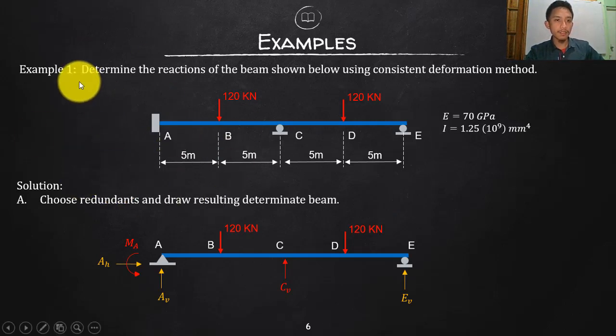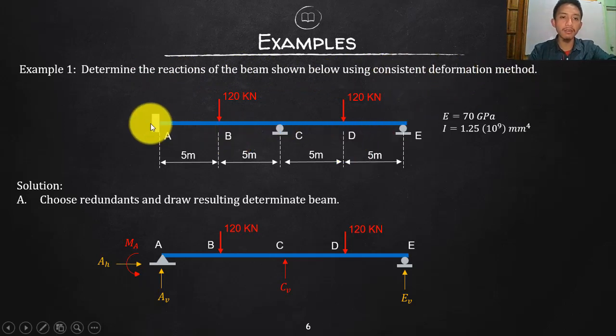Let's have this example number 1. It says to determine the reactions of the beam shown below using the consistent deformation method. On the beam presented below, we have a 20-meter long beam, with a support on one end that is fixed, the other end a roller, and an internal support which is also a roller.